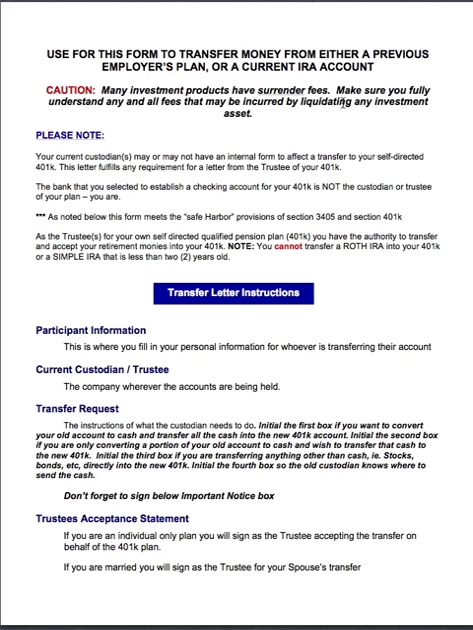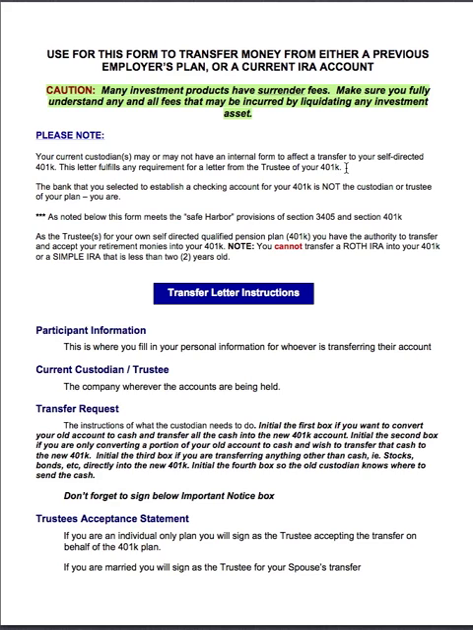Now, first big warning on this form and the whole process. Many times your current investments will have surrender fees. You need to make sure that you know what, if any, surrender fees are going to be due by moving these assets over to your brand new self-directed retirement plan.